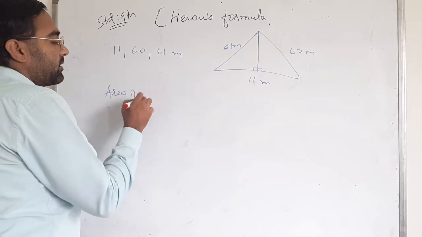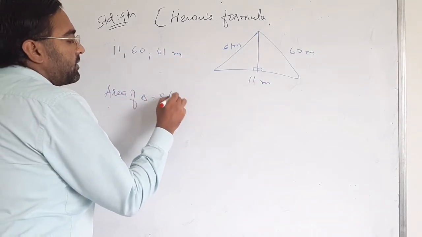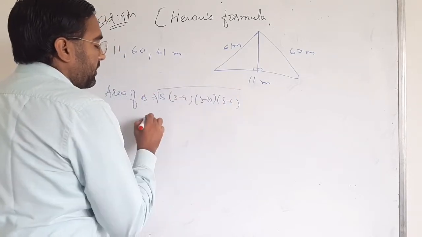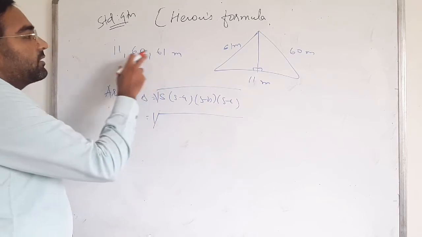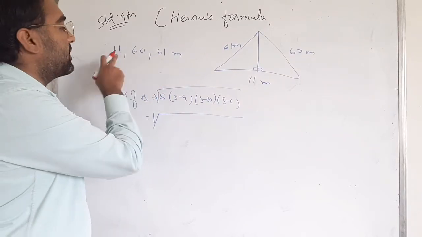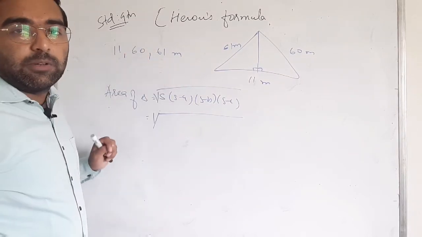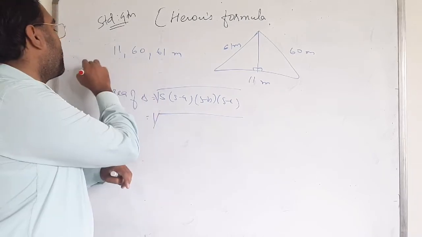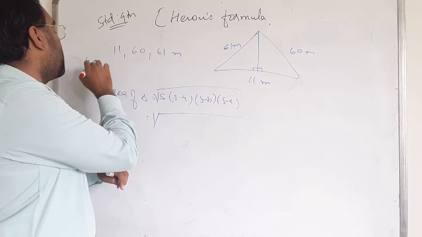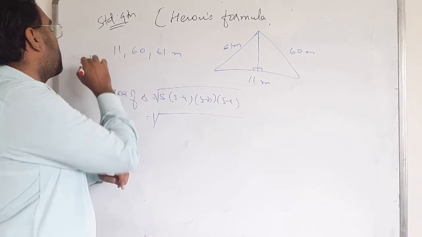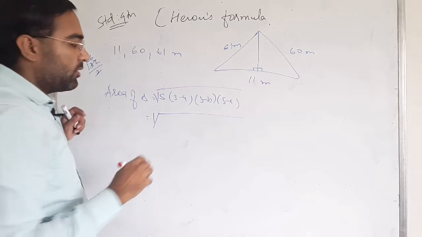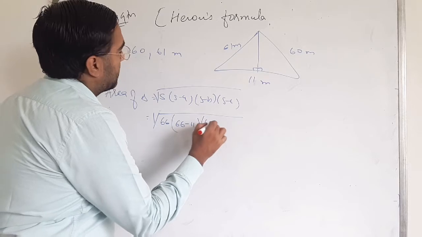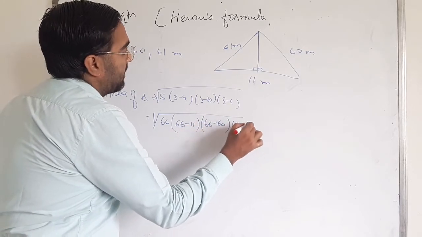So area of triangle is square root of s into s minus a, s minus b and s minus c. Here s is 60 plus 60 is 120, plus 10 is 130, plus 2 is 132, 132 divided by 2, that is 66. Now your semi perimeter is 66: 66 minus 11, 66 minus 60 and 66 minus 61.